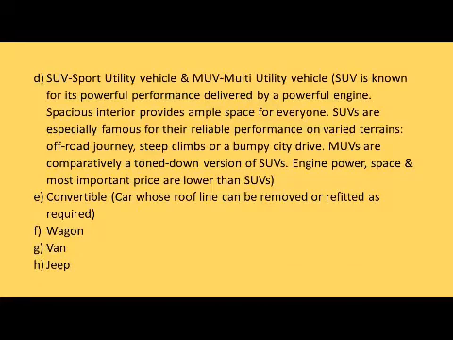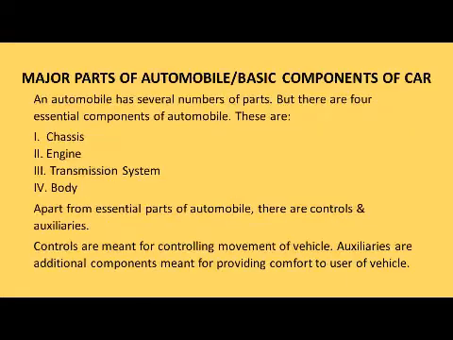So then next is SUV or sports utility vehicle and MUV, that is multi-utility vehicle. SUV is known for its powerful performance delivered by a powerful engine. The spacious interior provides ample space for everyone. SUVs are especially famous for their reliable performance on varied terrains, off-road journeys, steep climbs, or a bumpy city drive. MUVs are comparatively a toned-down version of SUVs. The engine power, space, and the most important, the price are lower than SUVs. Okay. So then next type is convertible, the car whose roof can be removed or refitted as required. Wagon, van, jeep. Okay. So this was the classification.